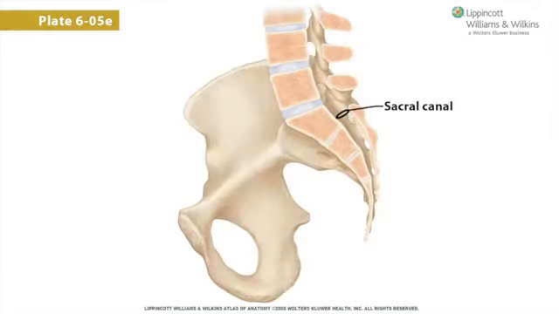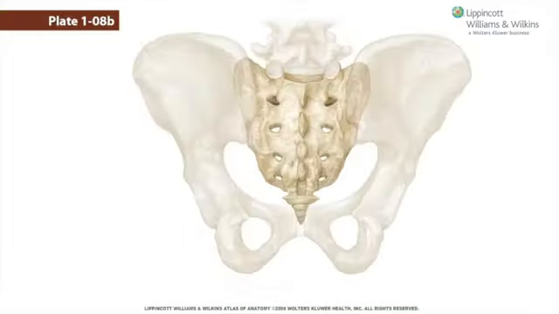The sacral canal in its center is the continuation of the vertebral canal. It opens into 4 anterior and 4 posterior sacral foramina that allow passage of the sacral spinal nerves. The sacral canal ends inferiorly in the sacral hiatus, a gap formed by the absence of the lamina and spinous processes of S4 and S5.